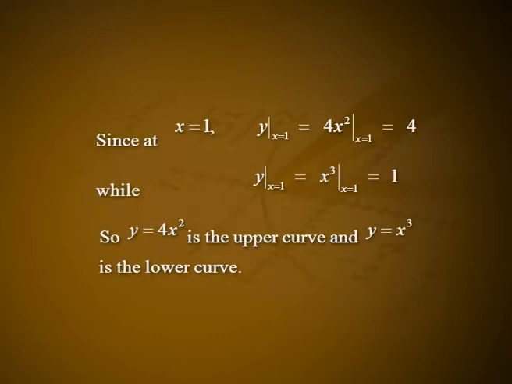Since y at x is equal to 1 is equal to 4x square at x is equal to 1, which is equal to 4, while y at x is equal to 1 is equal to x cube at x is equal to 1, which is equal to 1. So, y is equal to 4x square is the upper curve and y is equal to x cube is the lower curve.